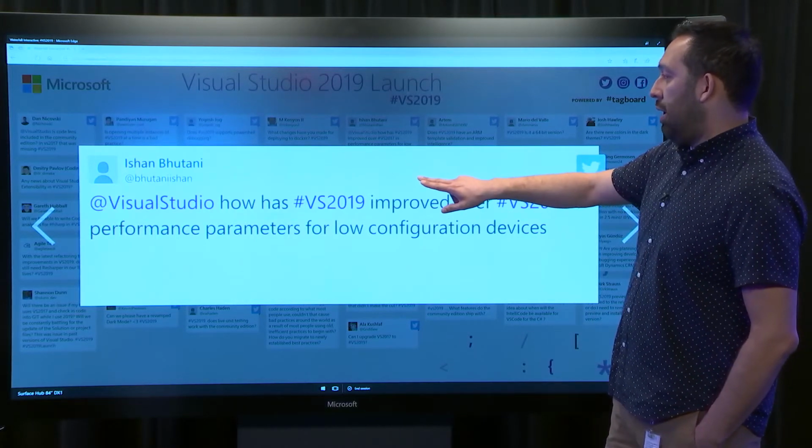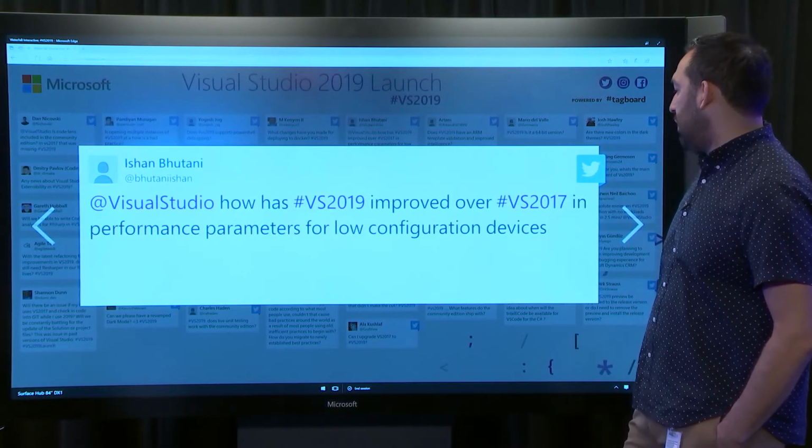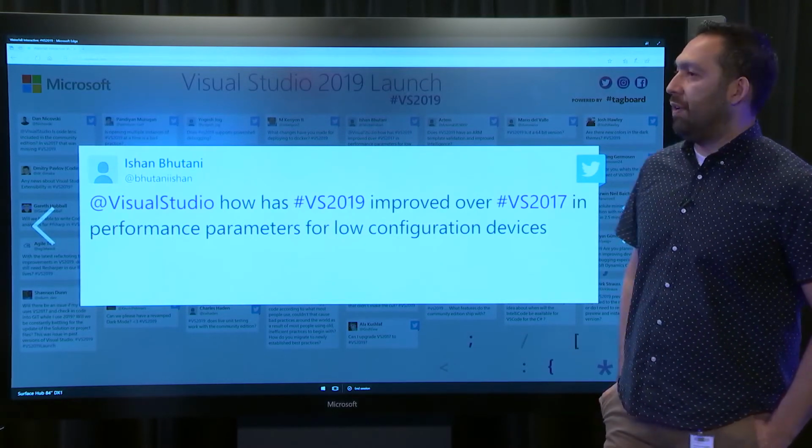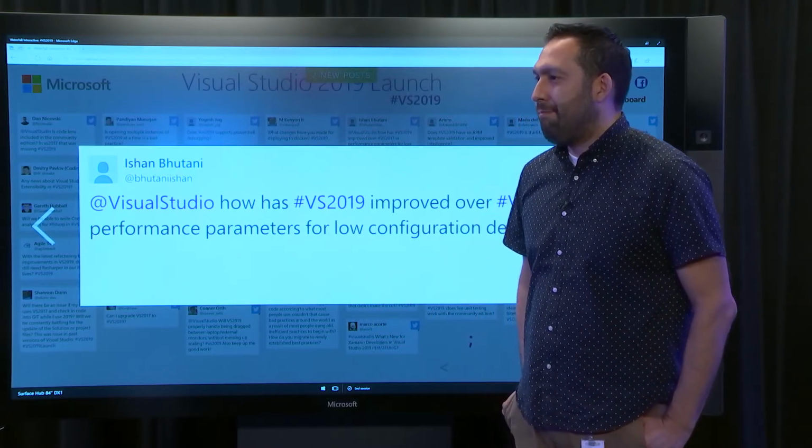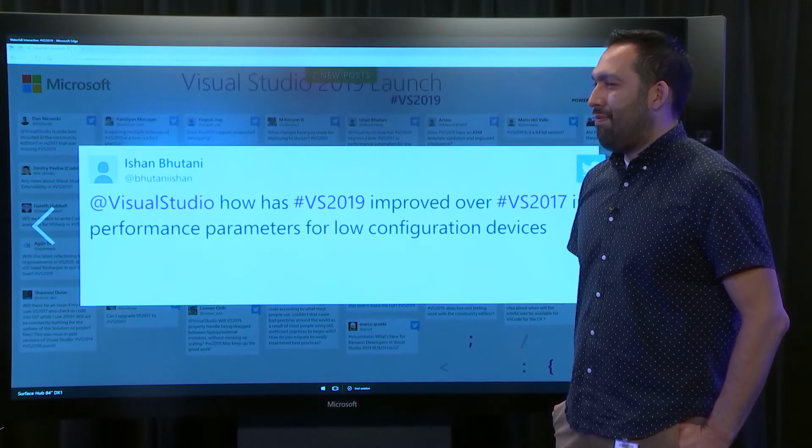Cool. So that was a good answer. Yeah, absolutely. From Ishan Bhutani, how has VS 2019 improved over VS 2017 in performance parameters for low configuration devices? Maybe they mean not so powerful machines. Yeah, that's a great question. I haven't looked at that specific question super recently, so I can't cite that off the top of my head. I couldn't speak to specifics, but just to point out on the Mac, I run a 2013 MacBook because the keyboard works great. Oh, snap. So at least on that side, I know that our improvements are working great on older hardware. Very visible. So that's cool.